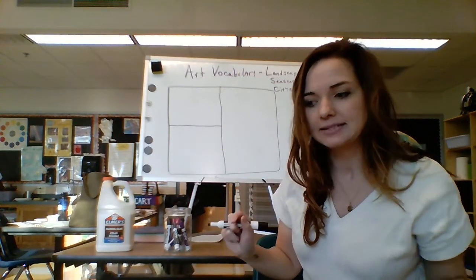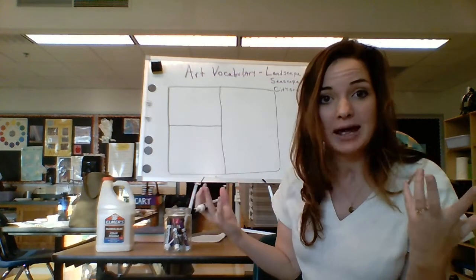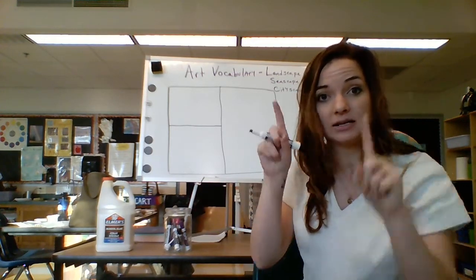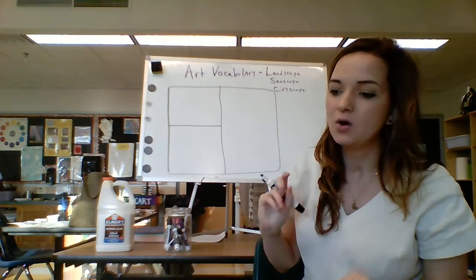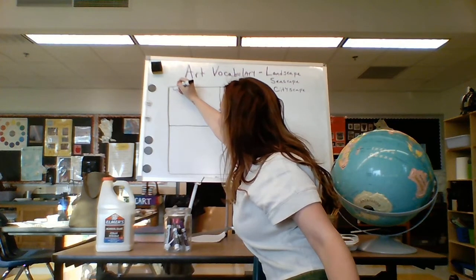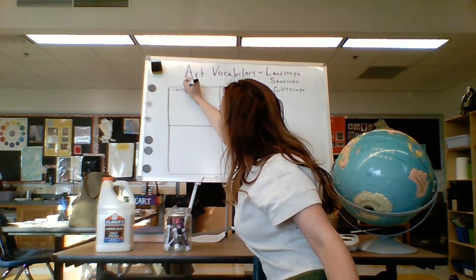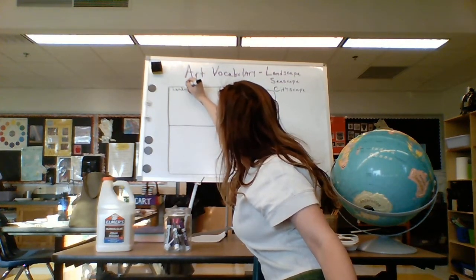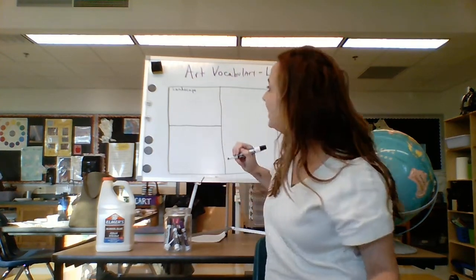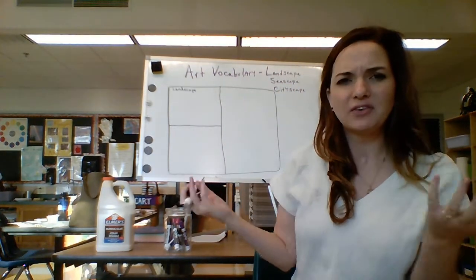Awesome. Next, I'm going to put my vocab words up in the top of each box so I can remember which is going to be which, okay? So I'm going to start by writing the word landscape up here in this box. L-A-N-D-S-C-A-P-E. Landscape.